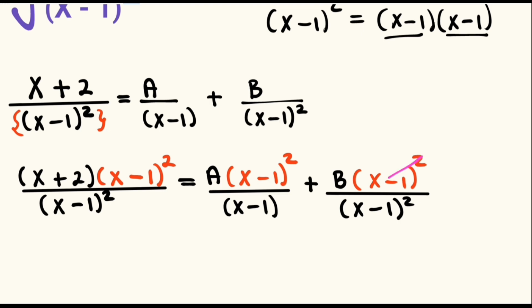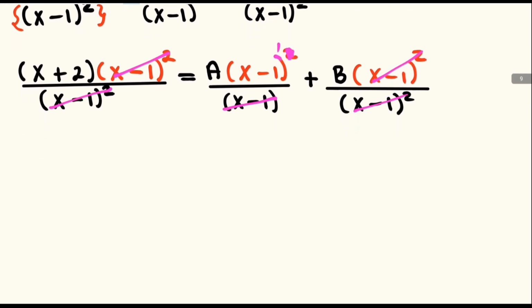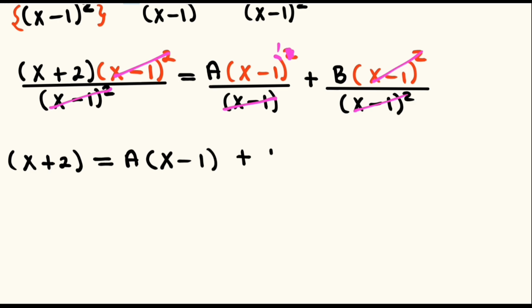And that x minus 1 squared will cancel out with that x minus 1 squared, and that x minus 1 squared also cancels out. We have x minus 1 cancelling out with one of the x minus 1, and on the left hand side we are left with x plus 2, and on the right hand side we have a into x minus 1 plus b.